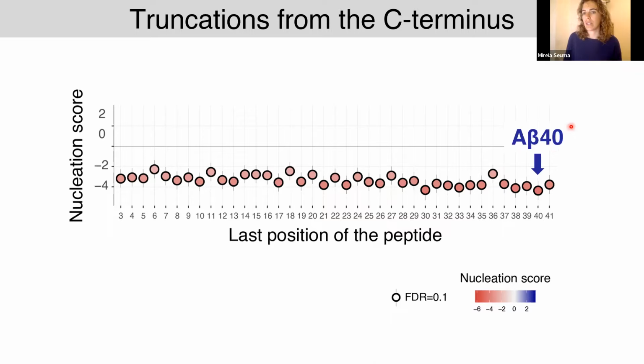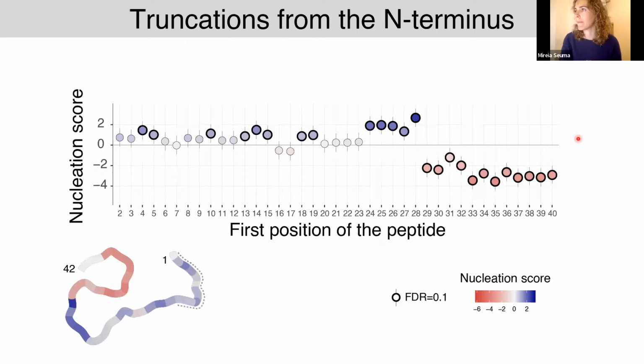As I was mentioning at the beginning, we have this isoform also in our body, and it's known to be less aggregation prone than A-beta 42. So it's good to check that it is behaving here as we were expecting.